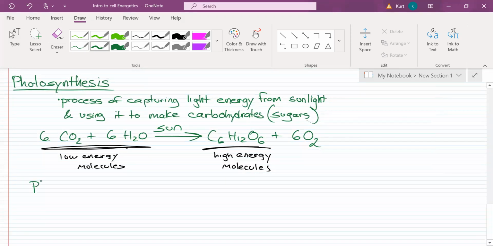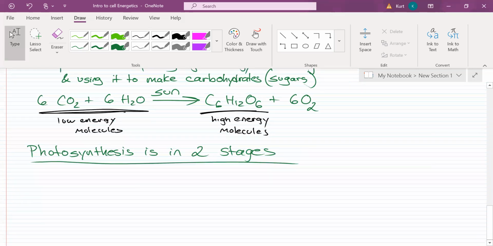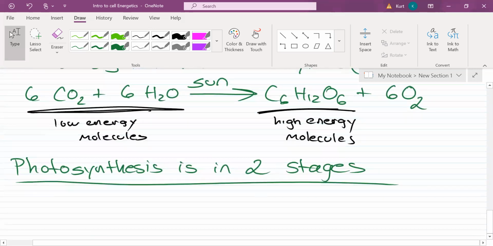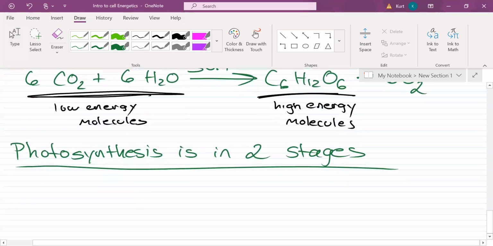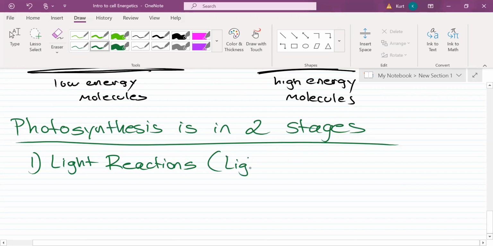Now, photosynthesis basically is broken up into two stages. And I'm going to really simplify this, one, for time, and two, because this is an overview. We will get into it hardcore throughout the next 3 weeks. But photosynthesis is in two stages. Stage one is called the light reactions. They used to be called the light-dependent reactions.